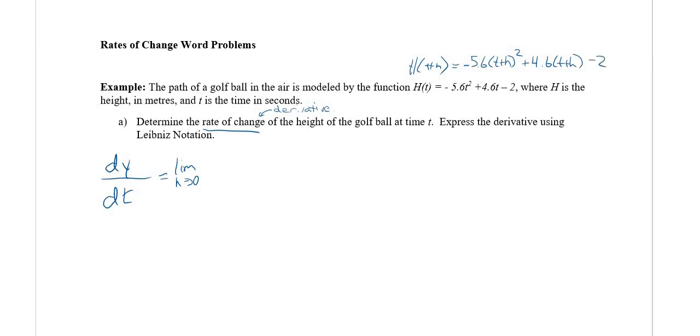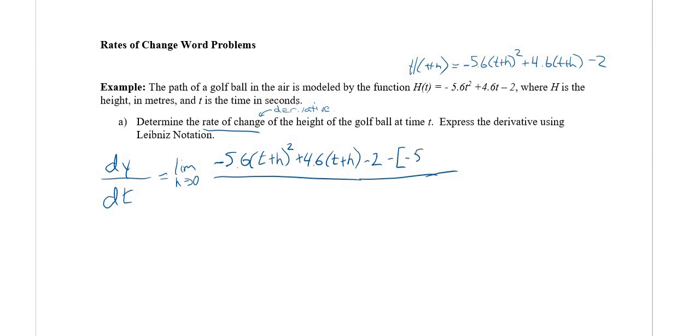So let's write that into the definition. So we said usually it's f of x plus h, or in this case, h of t plus h. So negative 5.6 t plus h squared plus 4.6 t plus h minus 2, minus h of t. So that's going to be minus negative 5.6 t squared plus 4.6 t minus 2, all over h.